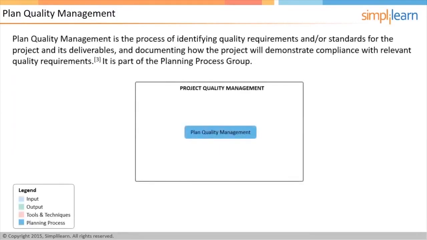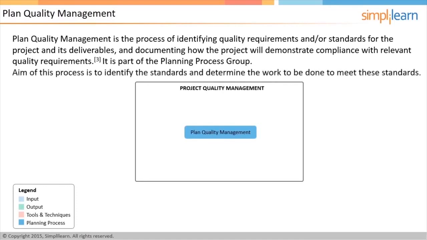The aim of the Plan Quality Management process is to identify the relevant requirements or standards to execute the project effectively to achieve the desired quality level. Quality planning results in the creation of the Quality Management Plan. The aim of the Plan Quality process is to identify the standards. A standard is an agreed-upon process to work or achieve a result. A standard can be set from within the organization or government.